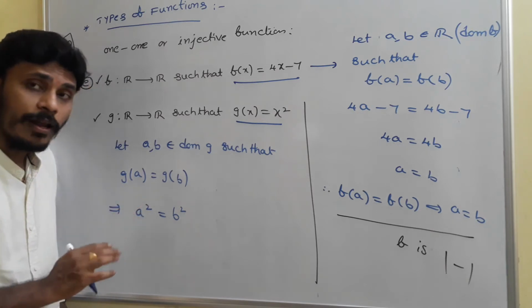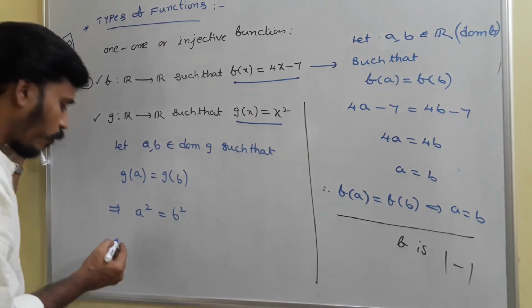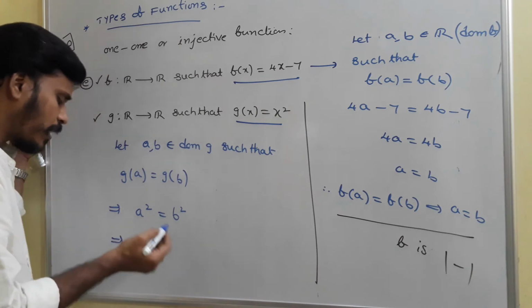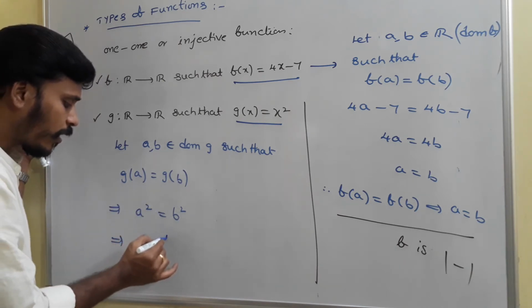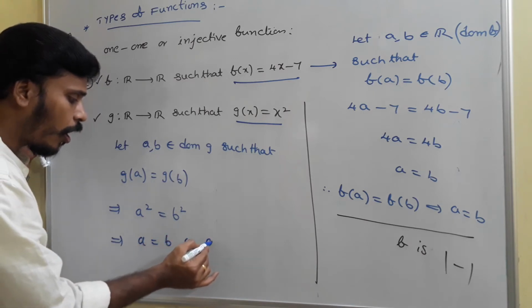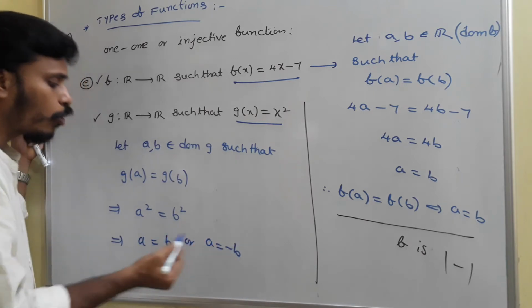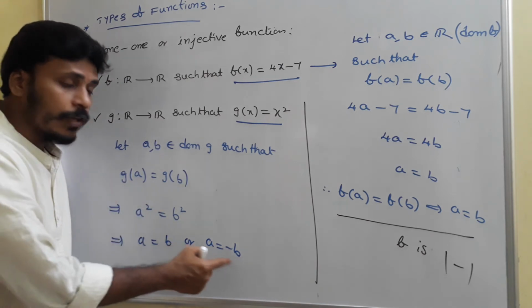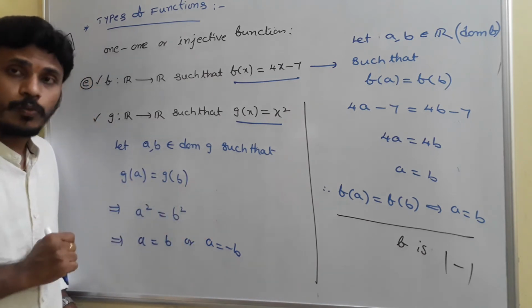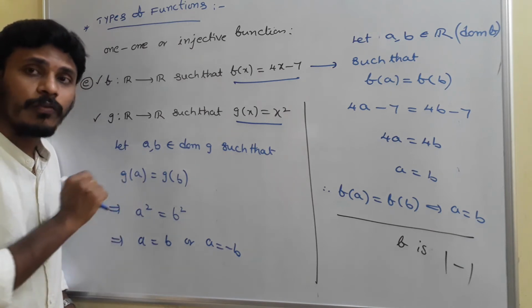See, cancelling square on both sides is not correct. Since a square is equal to b square, if you cancel the square or do some factorization, you will get that a is equal to b or a is equal to minus b. Both will happen. If a is equal to b, a square is equal to b square. If a is equal to minus b, then also a square is equal to b square. Either this or that will happen.